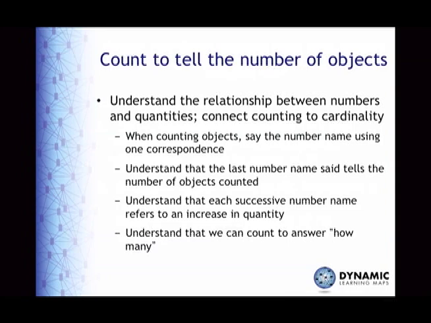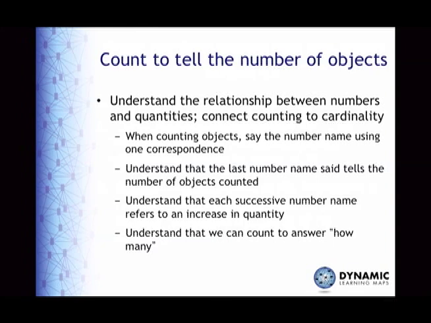To count to tell the number of objects, students should understand the relationship between number and quantities and connect counting to cardinality, or the final number in the set. When counting objects, students should say the number names in the standard order, pairing each object with one and only one number name, and each number name with one and only one object. They should understand that the last number name said tells the total number of objects contained within that set. They should understand that each successive number name refers to a quantity that is one larger than the previous number, and they should also count to answer how many.